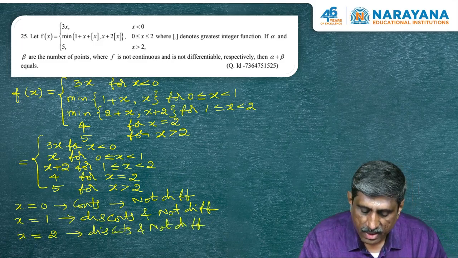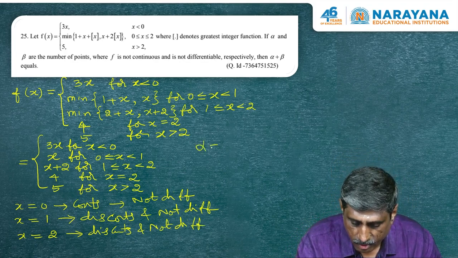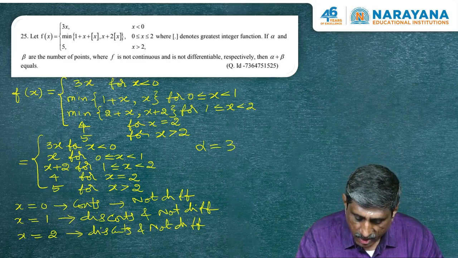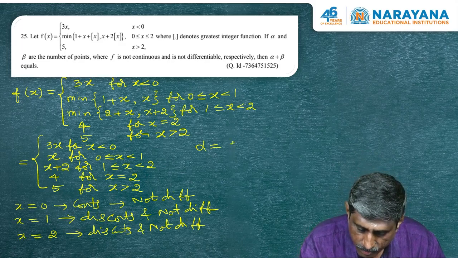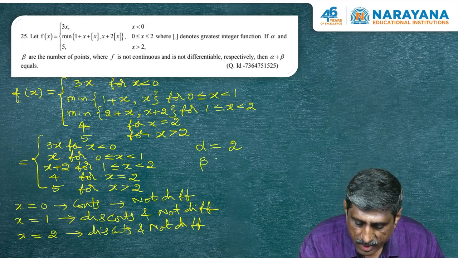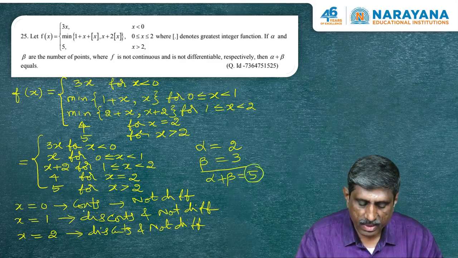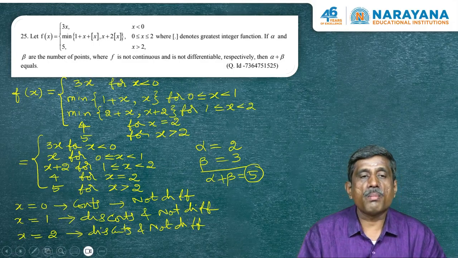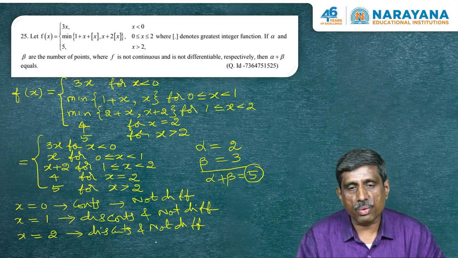Therefore, if I identify the number of points where the function is discontinuous, 1, 2, therefore alpha is equal to 2. The number of points where the function is not differentiable, which is clearly 3, so beta is equal to 3. So the value of alpha plus beta is equal to 5, and 5 is the answer for this question. At 0, continuous but not differentiable. At 1, discontinuous. At 2, discontinuous. Number of points of discontinuity is 2. Number of points of non-differentiability is 3. So, totally we have 5.